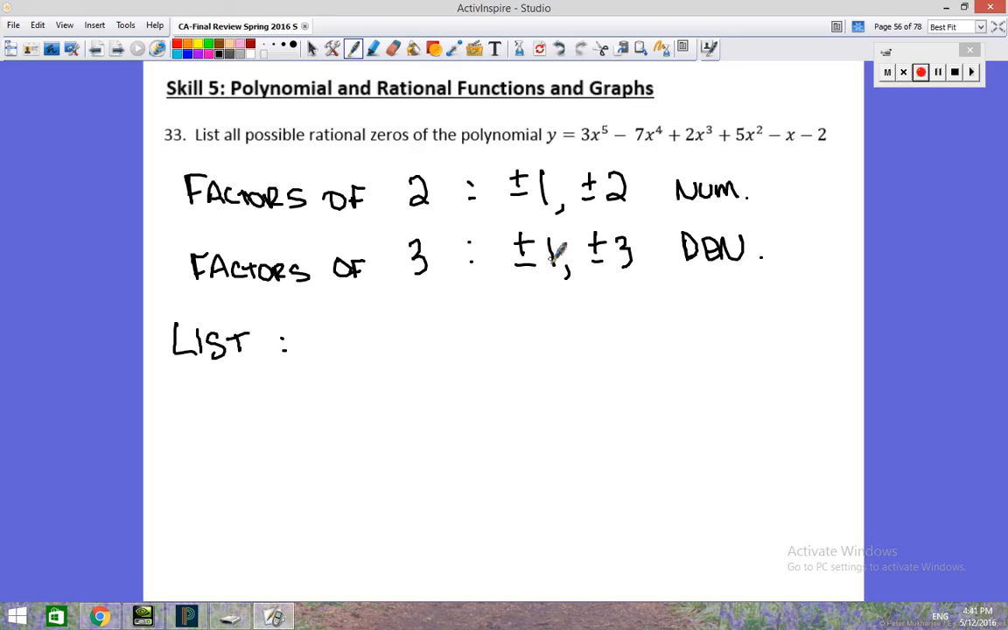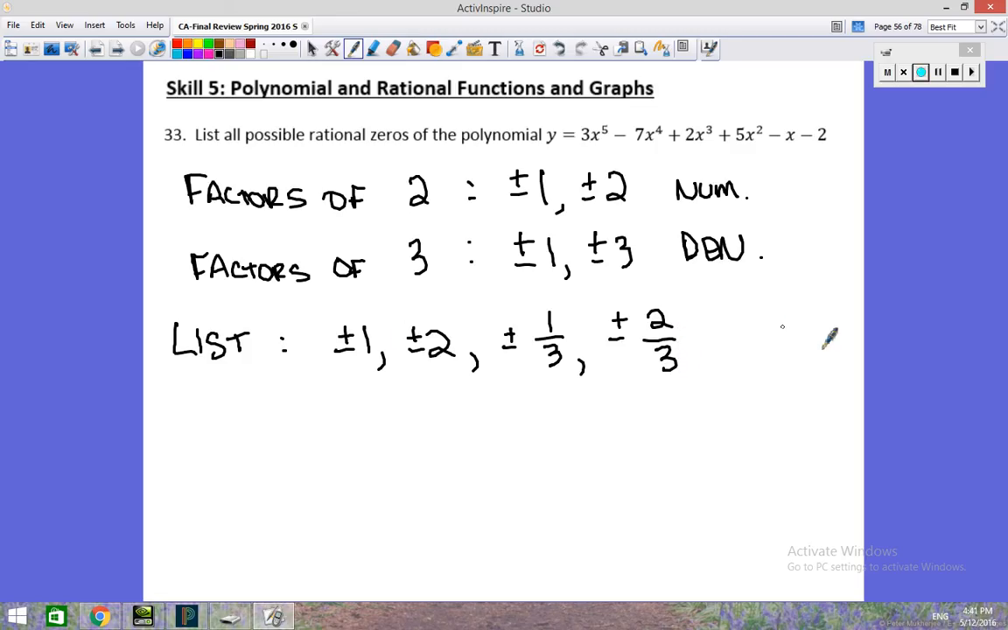If my denominator is 1, then I've got 1 over 1 and 2 over 1, which is just 2, and plus or minus in each one. So when you divide by 1, hey, you get these numbers back. Now I'm going to divide by 3. We have plus or minus 1 divided by 3. I'm going to have plus or minus 2 divided by 3.